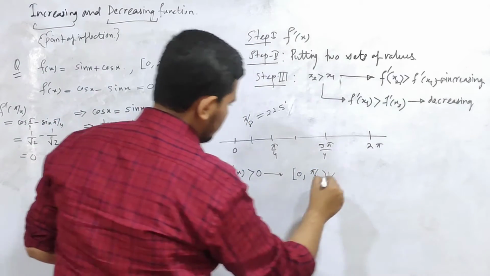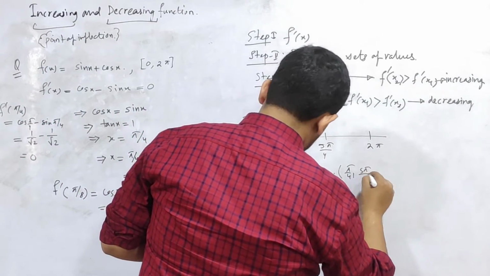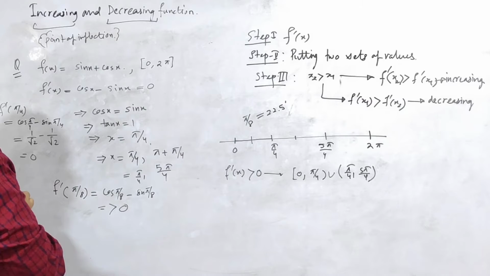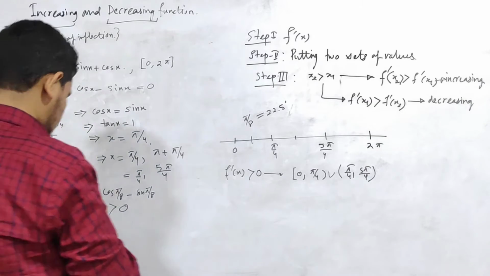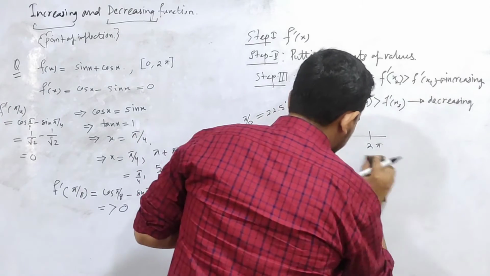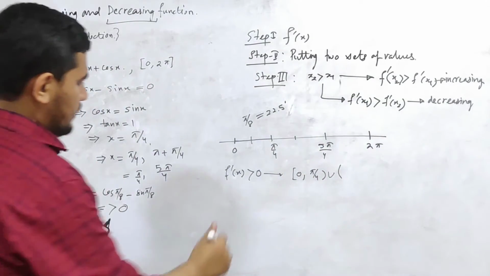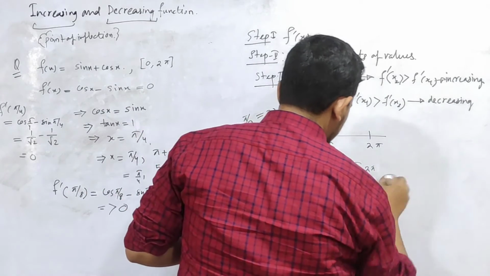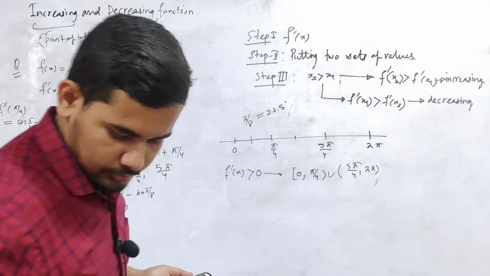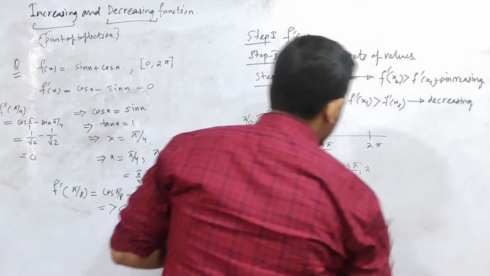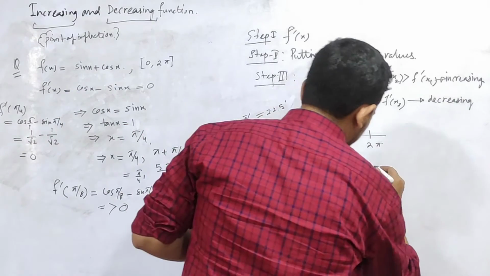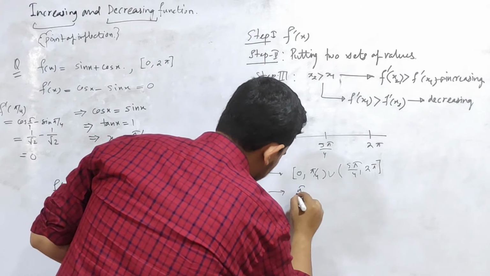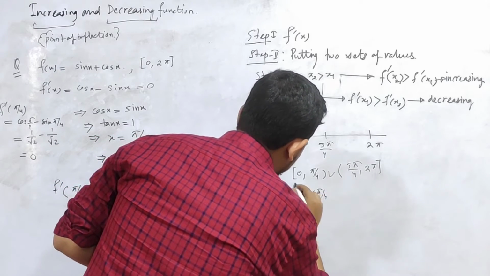Then again you can have pi by 4, 5 pi by 4. Sorry. So f dash is positive here, and you can see that this is also a point of inflection, that is pi by 4, and twice pi we will include here, and f dash of x will be negative in this region, between pi by 4 and 5 pi by 4.